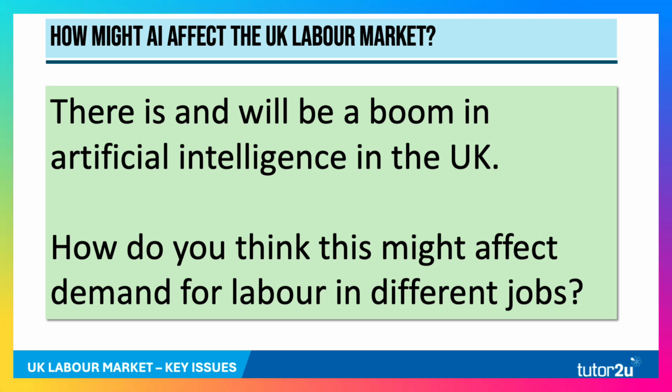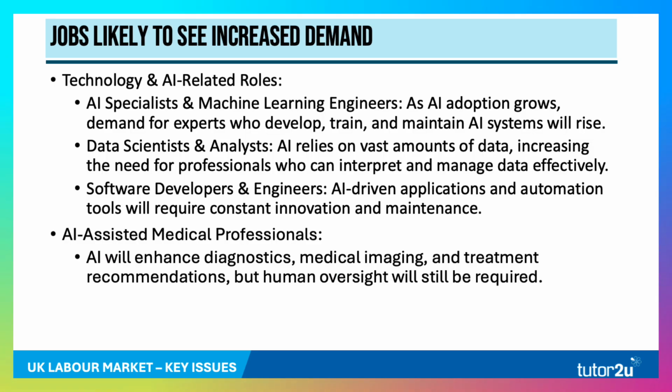What about AI? Again, let's think about how we can use diagrams perhaps with a question on artificial intelligence. There is, and there will be, a boom in artificial intelligence in the UK. It's worth thinking about how this might affect demand for labour in different jobs. On the one hand, some jobs will be in higher demand, particularly in technology and AI-related occupations. So AI specialists, machine learning engineers, people who help develop, train and maintain AI systems. Data scientists, people who can interpret and manage data effectively, will be in increased demand. And so too software developers and engineers to drive AI applications.